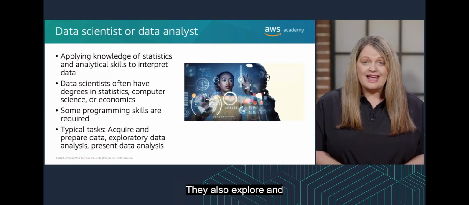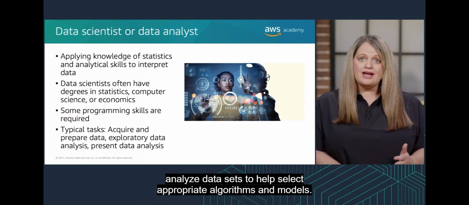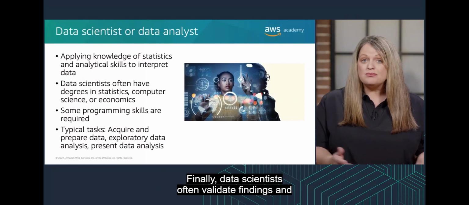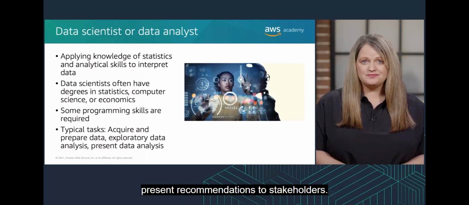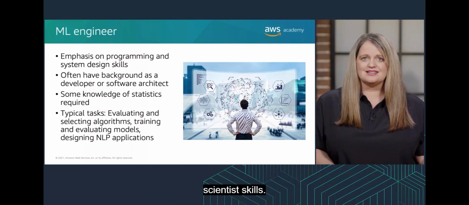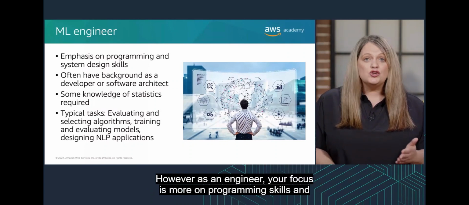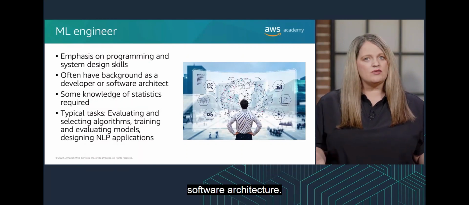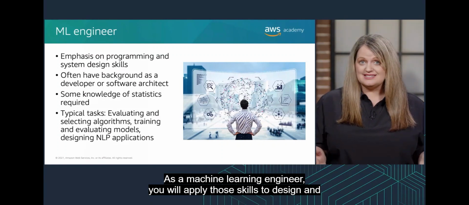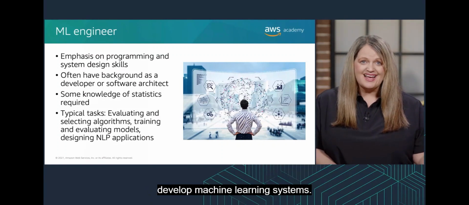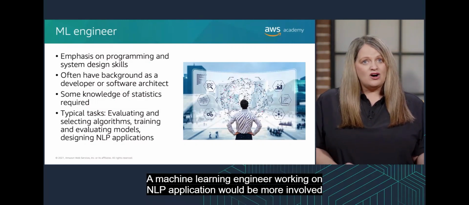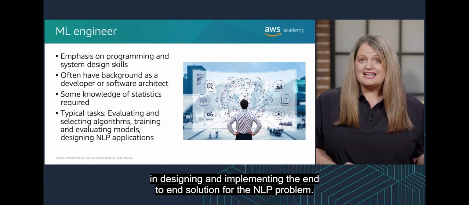Data scientists acquire and prepare data. They also explore and analyze data sets to help select appropriate algorithms and models. Finally, data scientists often validate findings and present recommendations to stakeholders. Machine learning engineers need some skills that are similar to a data scientist's skills. However, as an engineer, your focus is more on programming skills and software architecture. As a machine learning engineer, you will apply those skills to design and develop machine learning systems.